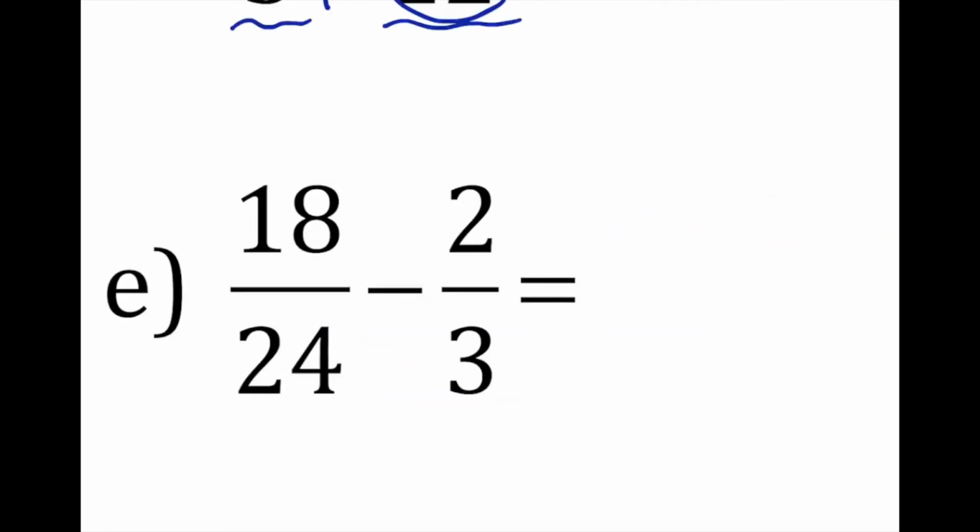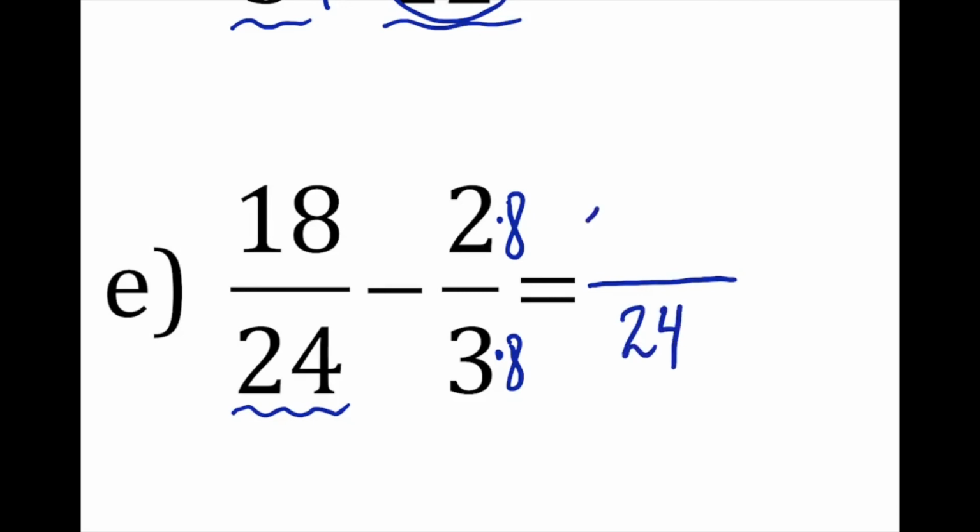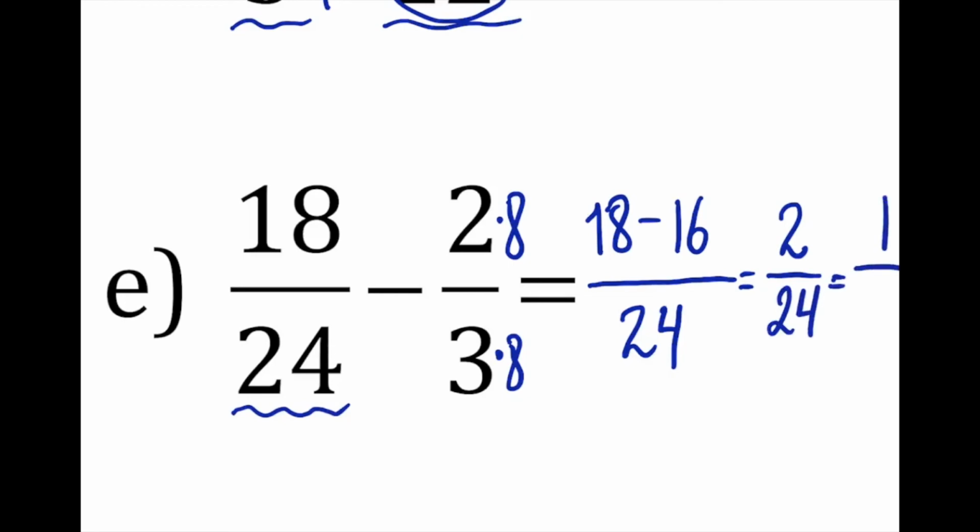18/24 minus 2/3. Again, 24. I can raise my 3 to 24 by multiplying by 8. So both numerator and the denominator multiplied by 8. 24 is my common. 18 minus 16. That gives me 2 over 24. And I can simplify that to 1 over 12.